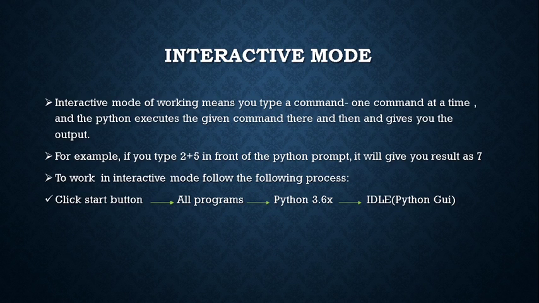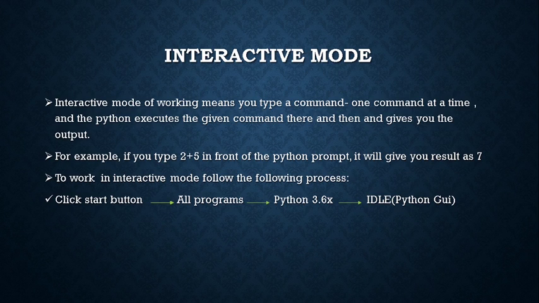Now in Python we can work in two ways. Number one is interactive mode and number two is script mode. Now what is this interactive mode? Interactive mode of working means you type a command, one command at a time, and Python executes the given command then and there and gives you the output. For example, if you type 2 plus 5 in front of the Python prompt, it will give you the result as 7.